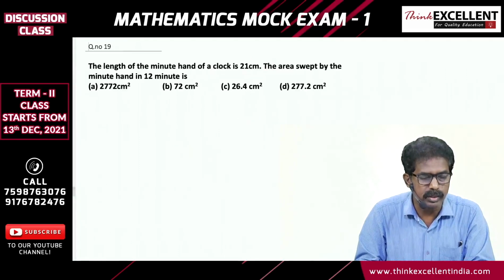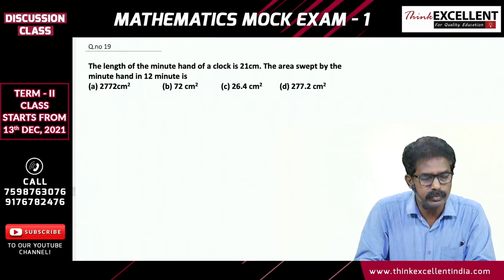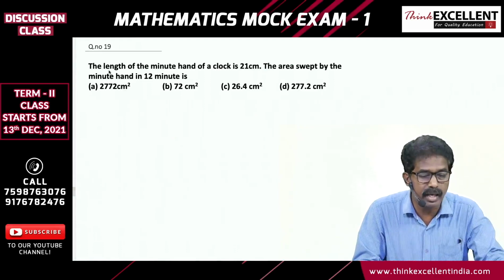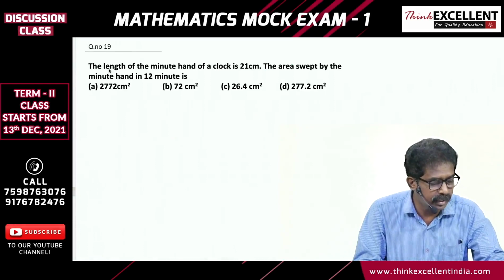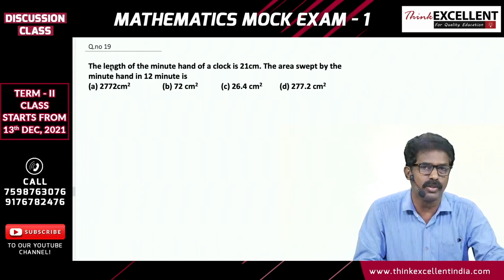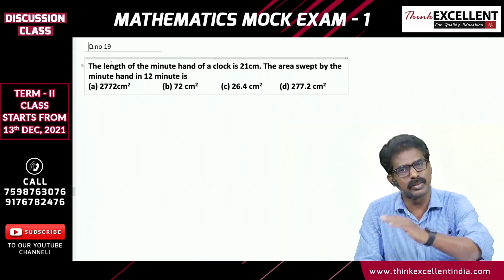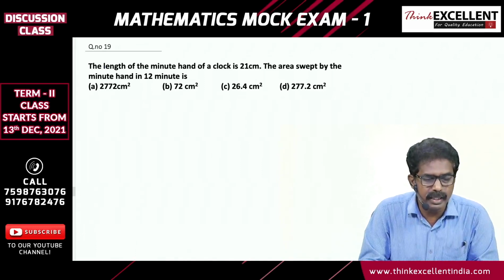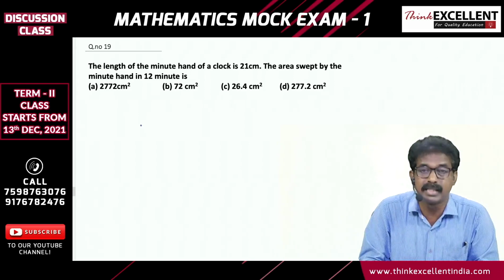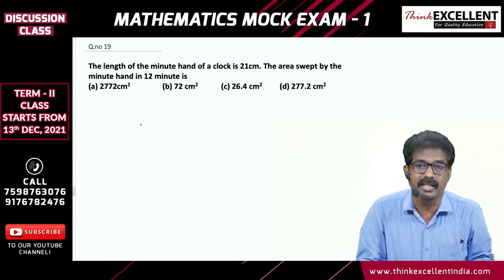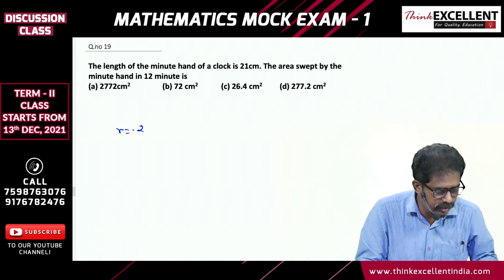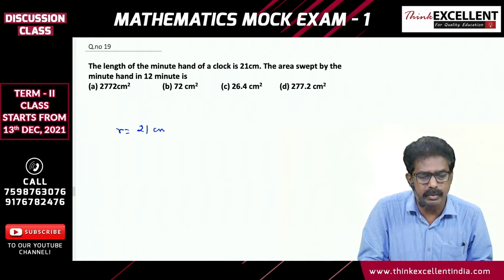Now let's move on to the 19th question. Listen, the length of the minute hand. It's a very good question. So, you know, the minute hand revolves, you will get some sector, right? So listen. The length of the minute hand of a clock is 21 centimeters. So that is actually the radius, right? Radius R is equal to 21 centimeter.